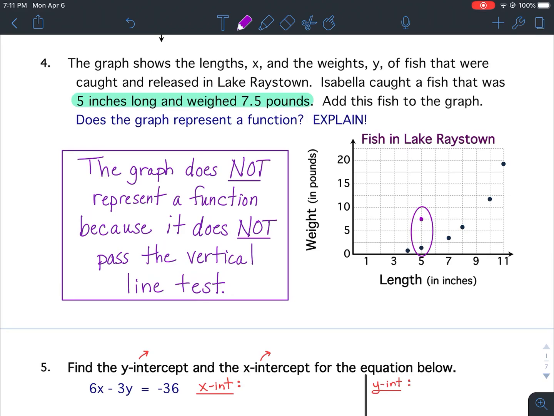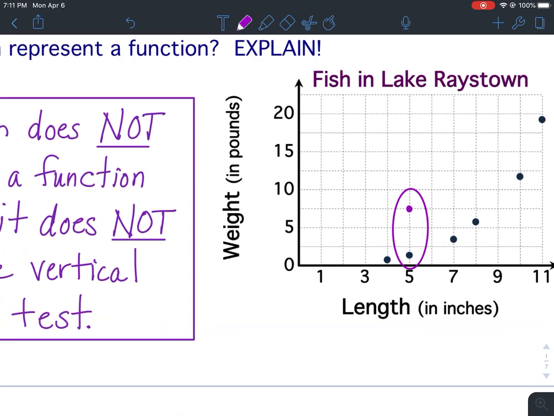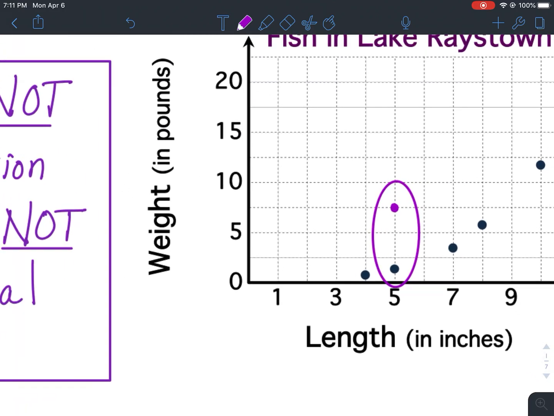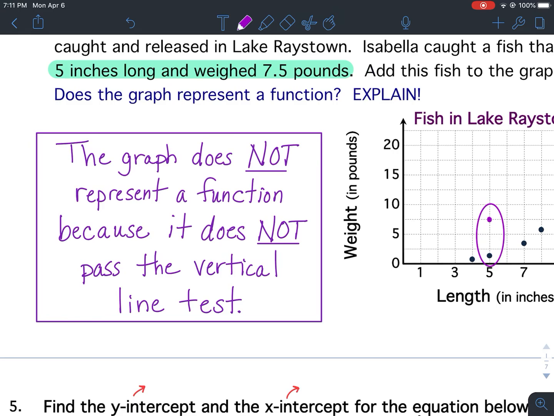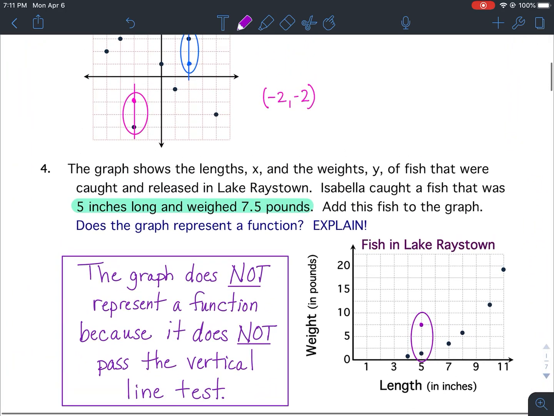Now on the test, you need to be careful. On the test, you might be plotting a point where it would pass the vertical line test. And if that's the case, your answer would be the graph does represent a function because it does pass the vertical line test. So again, for question 4, because I have 2 points on one vertical line, it would fail the vertical line test, and therefore it is not a function. If you have any questions on questions 3 and 4, let me know.